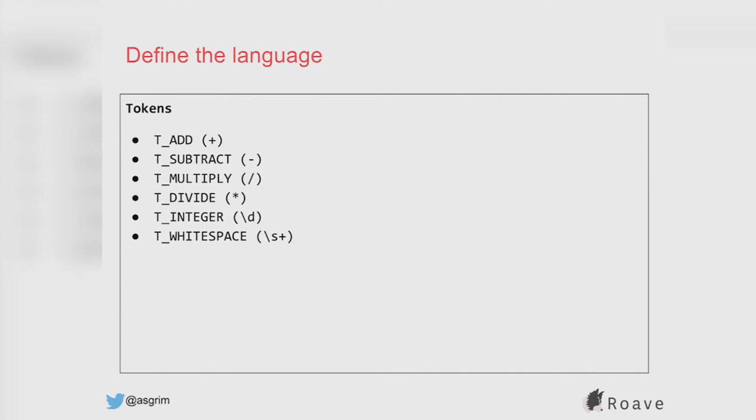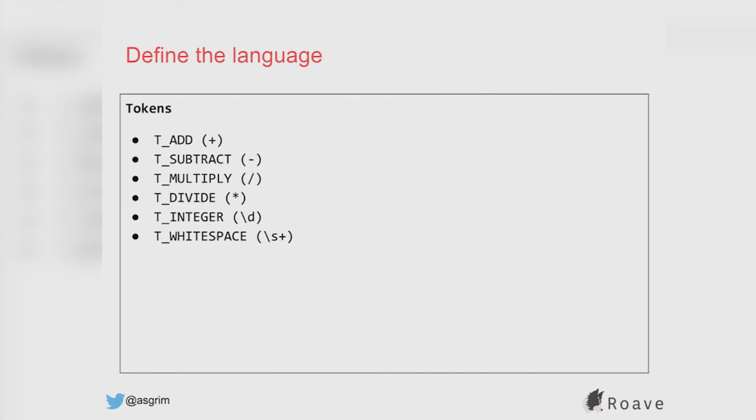So we're going to have just very basic sums: add, subtract, multiply, divide, and we can have an integer and some white space. We're going to use positive integers as inputs. We're not going to allow negatives. We're going to allow white space, but we're going to ignore it because it's unimportant in our language. And we're also only going to support one line of input.